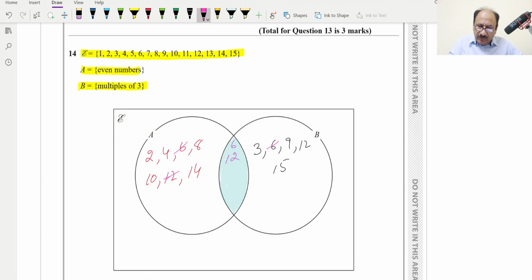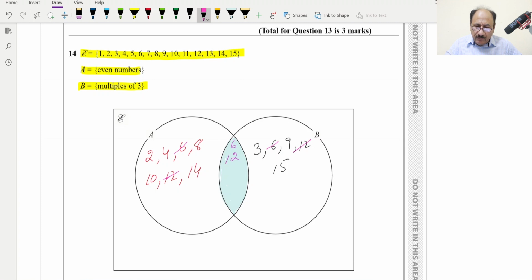So this 6 we have already shifted. And what else? Basically 9 is not an even number, so we'll be looking for even numbers which are multiples of 3. So 12, and these are only 2, 6 and 12, so even numbers which are multiples of 3. And B is multiples of 3 only, right?